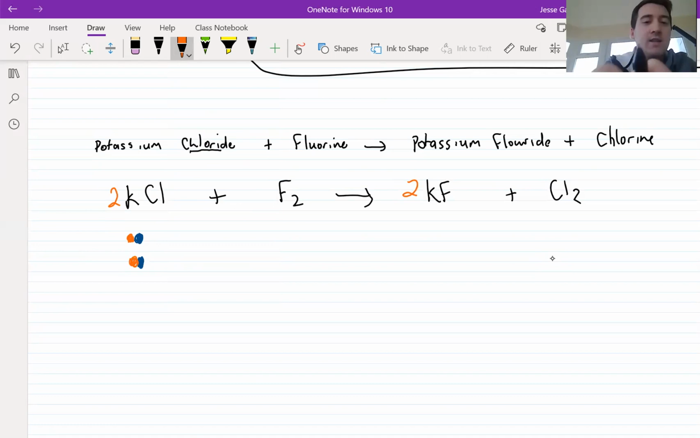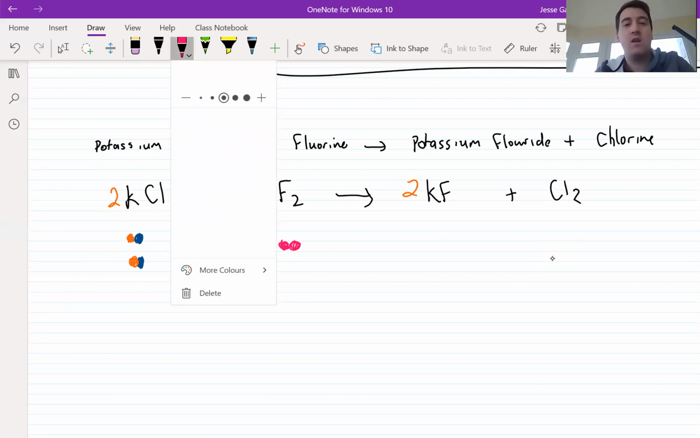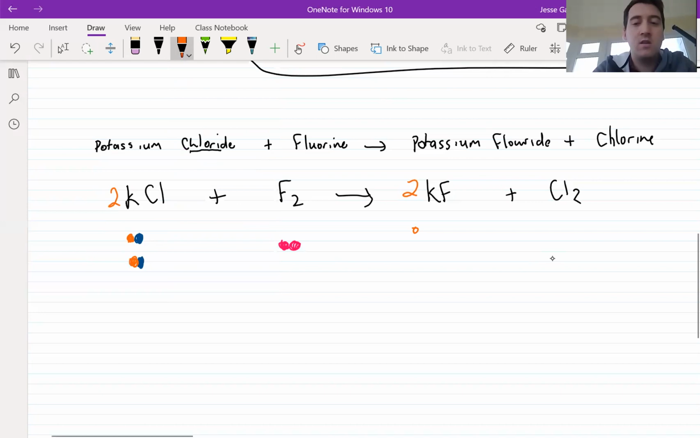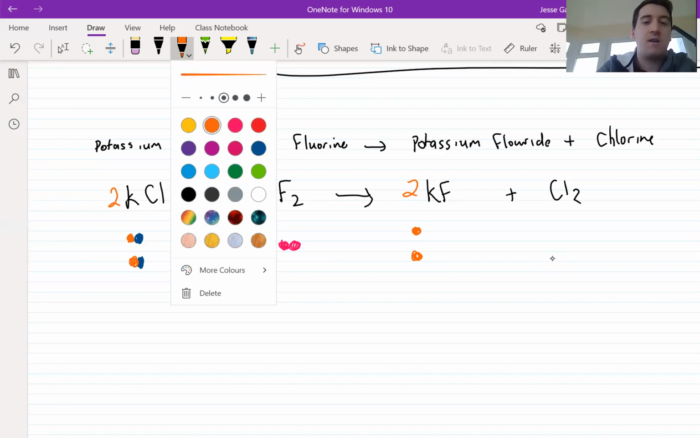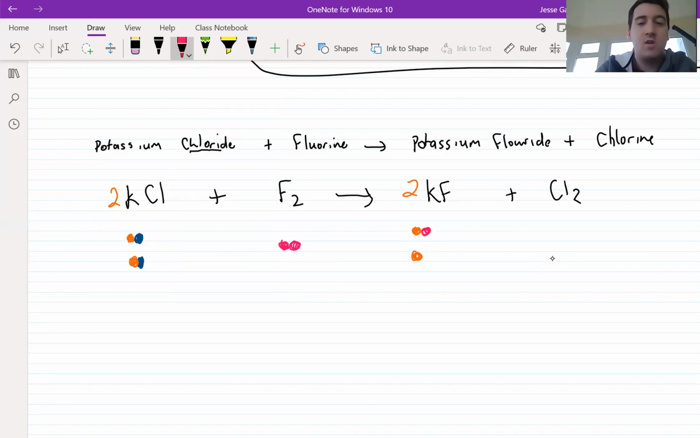And I'm going to say that these bright pink ones are fluorine, F2, like this. Now, in our product, what we should notice is that over here I've got the orange Ks, but now they're bonded with the Fs, like this, KF. And essentially, I've now got these free or loose two chlorines that are stuck together and they're free from the compound.